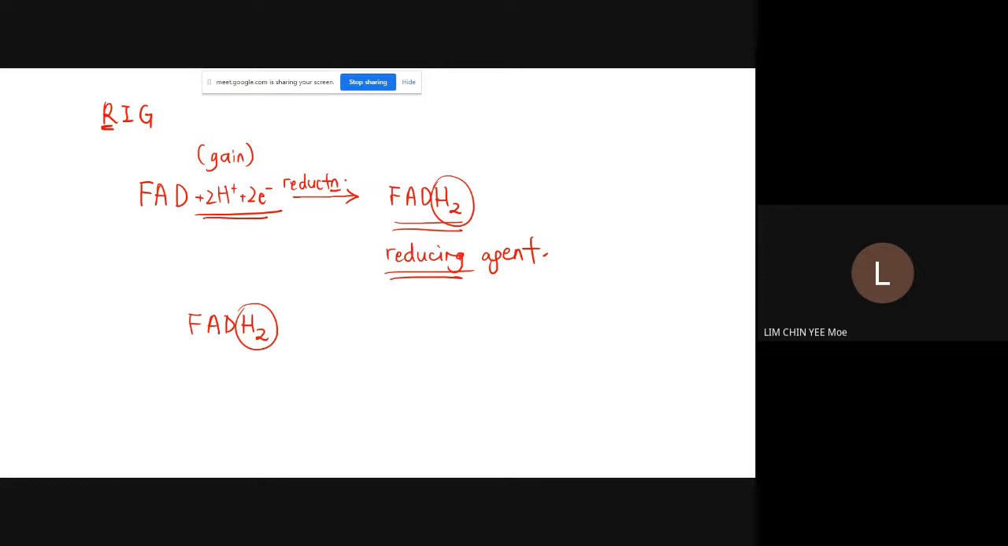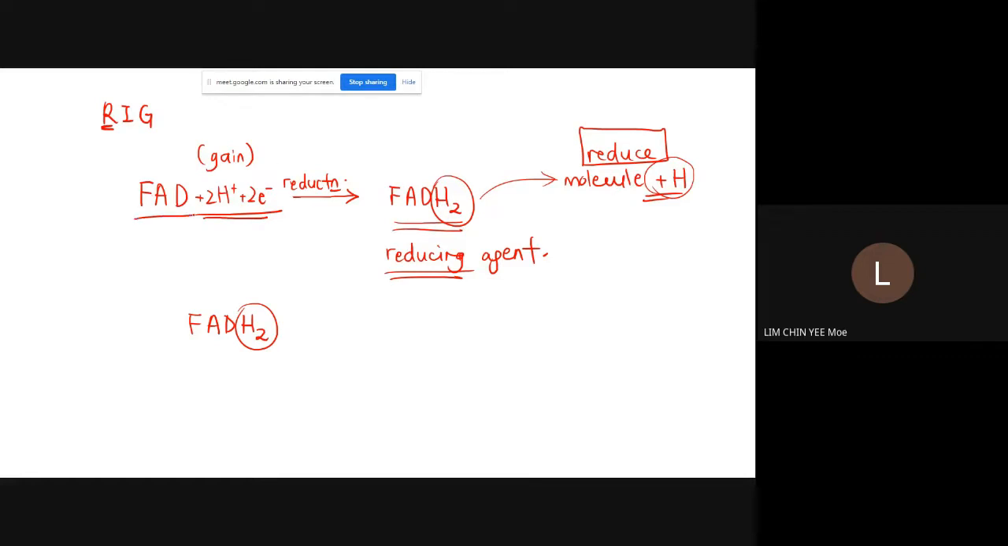Ingat macam ni je. Kenapa? Kalau dia ada H, barulah dia boleh give away the H to make another molecule become reduced. Kita namakan dia reducing agent, it means that dia boleh buatkan benda lain reduce. Kalau dia ada H, barulah dia boleh buatkan benda lain reduce sebab benda lain akan take away the H from this reducing agent. So, dia akan jadi reduce because of this agent. So, we call this agent a reducing agent.